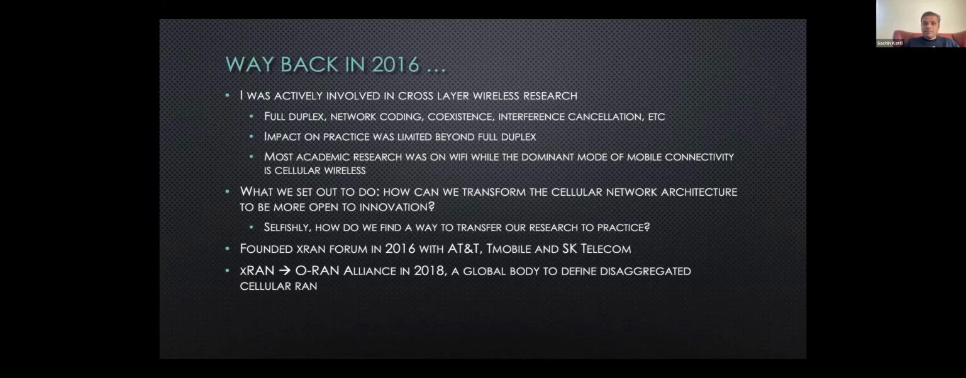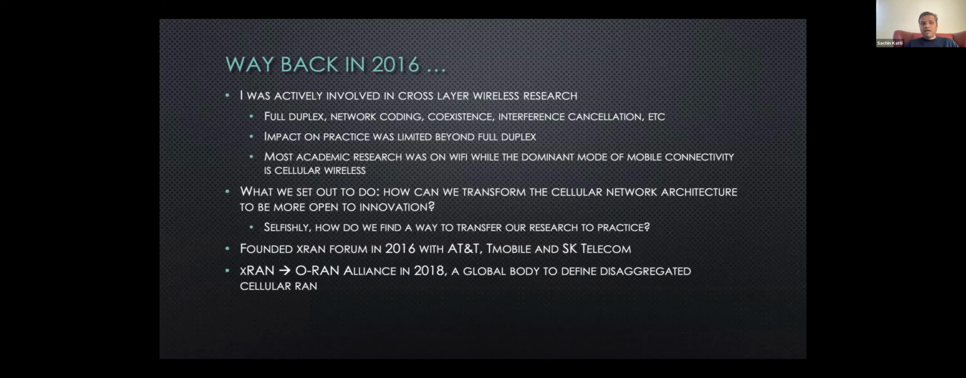So I see many names on the attendee list. Many of them are familiar to me. You all work in wireless research, and specifically cross-layer wireless research, right? And I did a lot of work in the space: full duplex, network coding, coexistence, and so on. And one of the frustrating things a few years back for me was that the impact was quite limited on what was actually happening in the industry, right?